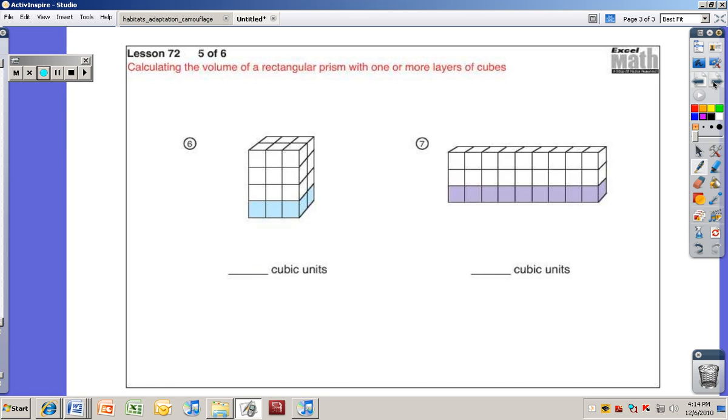Okay, go ahead and try 6 and 7. Pause the video until you're ready to see the solution. On number 6, 3 across, 2 back, and 1, 2, 3, 4 height on it. And we multiply those together. 3 times 2 times 4. 3 times 2 is 6. 6 times 4 is 24. So that has 24 cubic units.